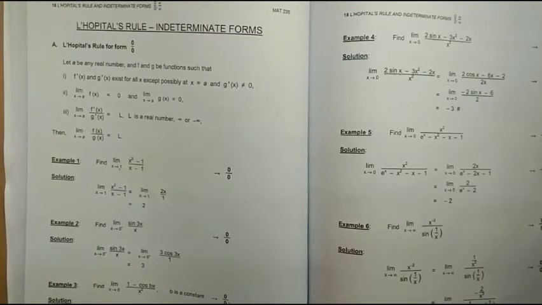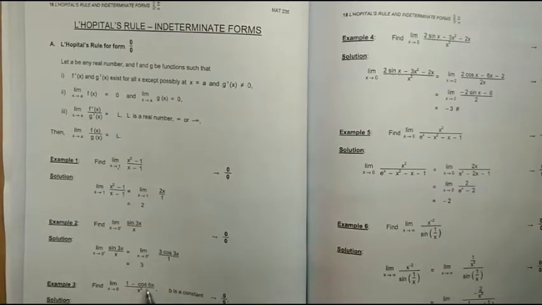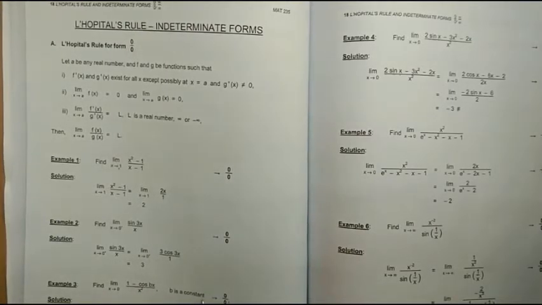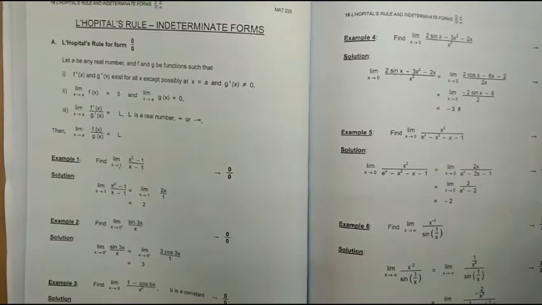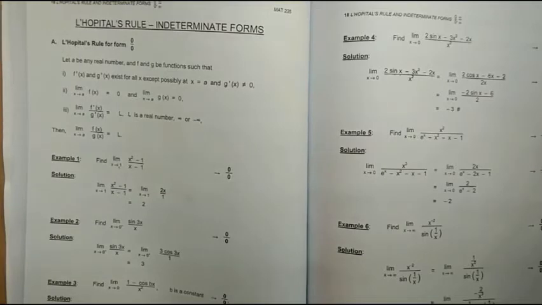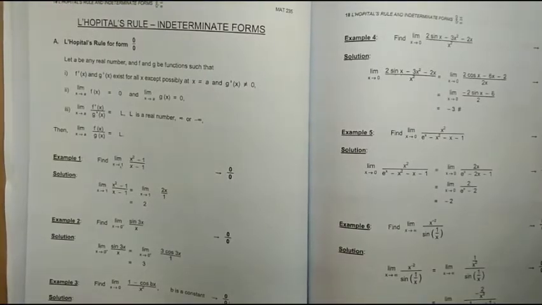Okay, for example 3, limit x approaches 0, 1 minus cos bx over x square. b is a constant. If you substitute x equals 0, we get 0 over 0. So differentiate 1 minus cos bx, we get b sin bx, and x square gives 2x. Substitute again, 0 over 0. So again, sekali lagi awak kena differentiate atas, differentiate bawah. So b square cos bx over 2. Substitute 0 and we get b square over 2.